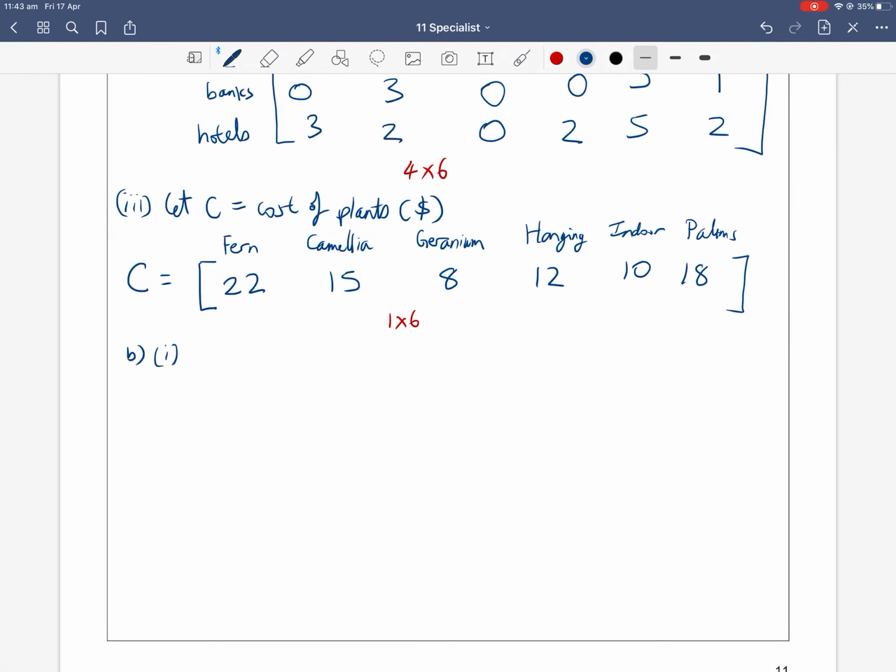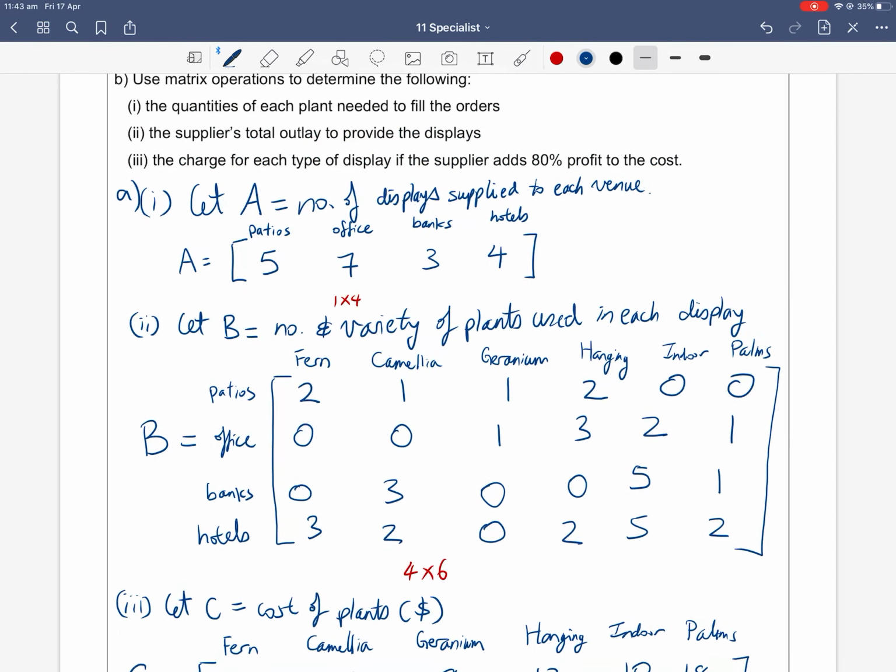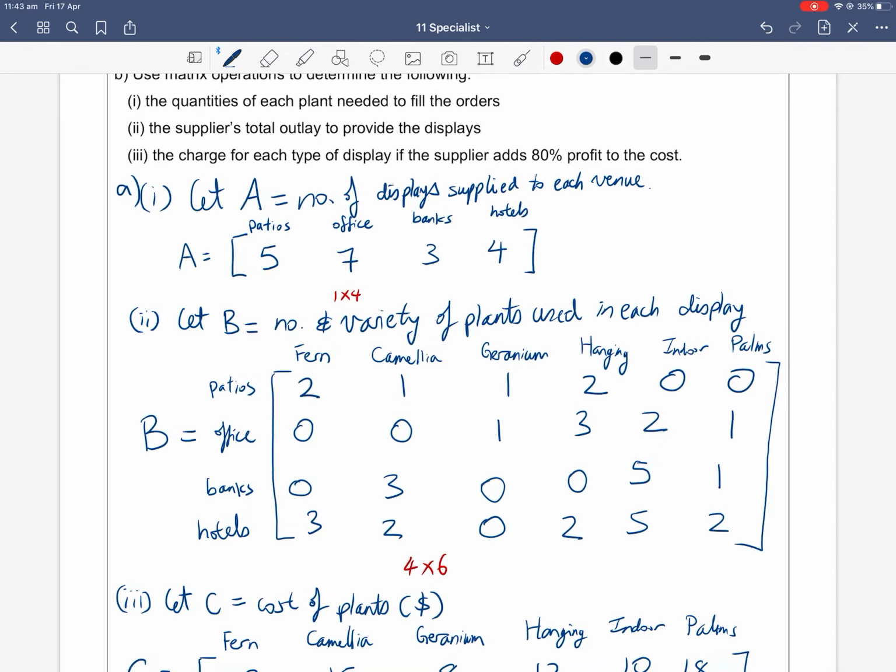So let's write that down. So B part 1 says I need number of plants needed. Well, number of plants needed is the same as number of venues multiplied by number of plants per venue, right? Venues by number of plants per venue. So number of venues is matrix A, number of plants per venue is matrix B.